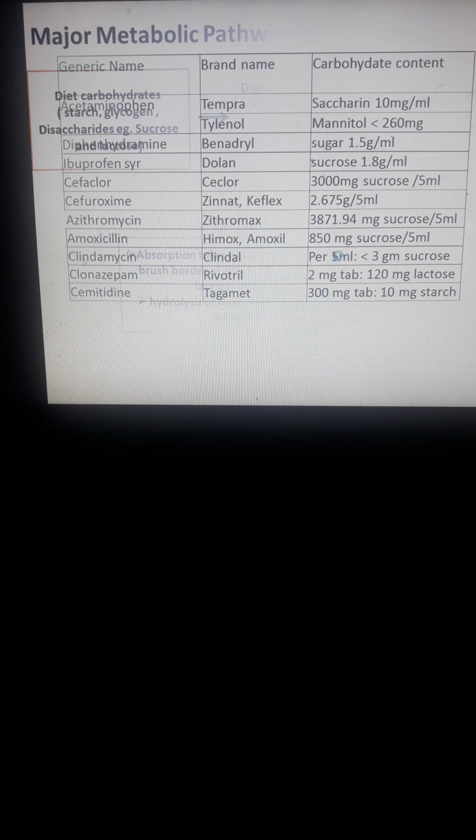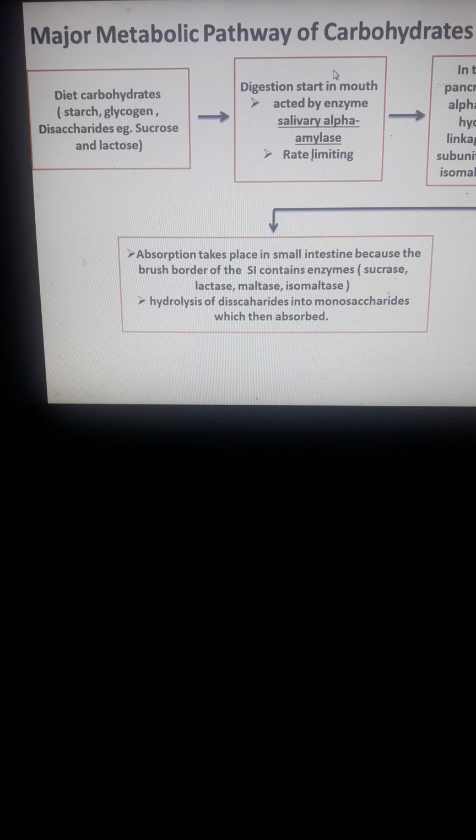So, major metabolic pathways of carbohydrates. We go now to the major metabolic pathways of carbohydrates. So diet carbohydrates: starch, glycogen, disaccharides, for example sucrose and lactose.